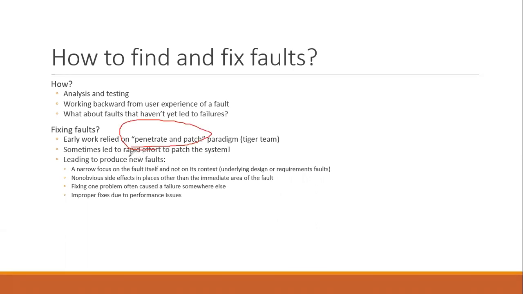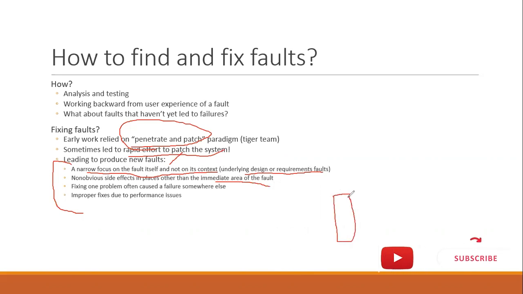Sometimes this led to rapid efforts to patch the systems, leading to new faults. Sometimes you fix one fault, but it can produce another fault as well. So you need extensive testing. A narrow focus on the fault itself and not its context is a problem. You have to see the context, the design, and the requirements. There should be no obvious side effects in places other than the immediate area of the fault. So you have to separate the fault, fix it, and then integrate it.